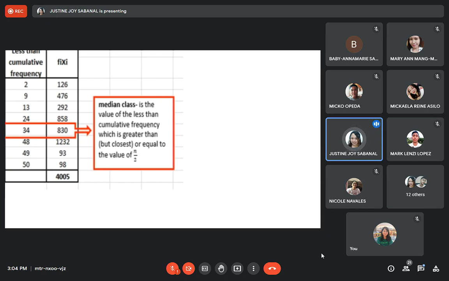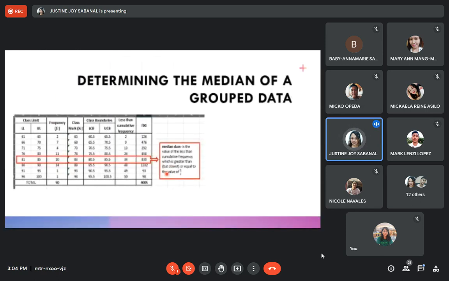So, pag walang exactly value ng n over 2, ang hahanapin nyo po is yung value na mas malaki dun sa computed value ng n over 2 pero pinakamalapit sa kanya. So, yung sa atin po, ang ating information ay 50 lang divided by 2. So, yung ratio po niyan ay 25. So, hahanapin mo po, meron po ba sa less than cumulative frequency na portion na exactly 25? So, wala. Kasi ang meron tayo, 24 and 34 na, then 48.